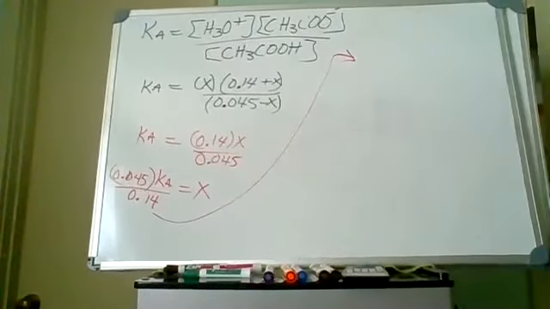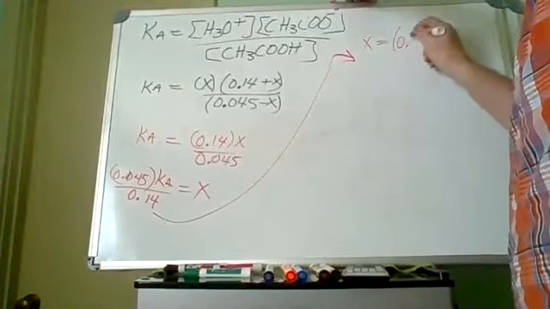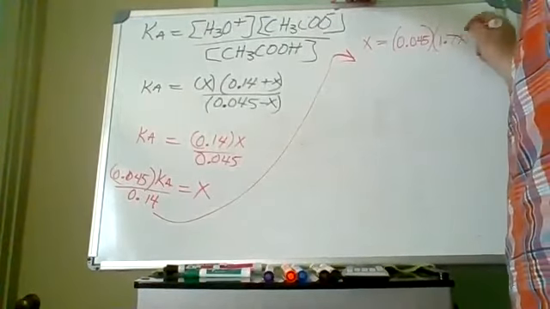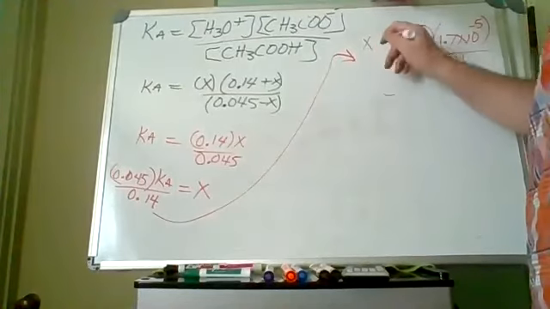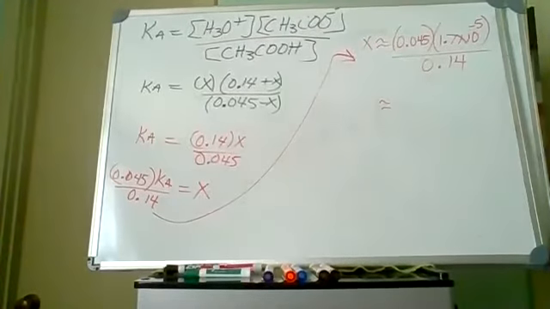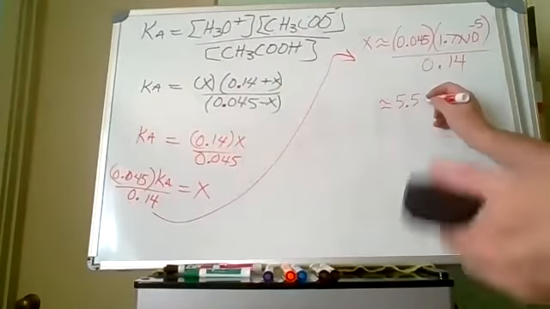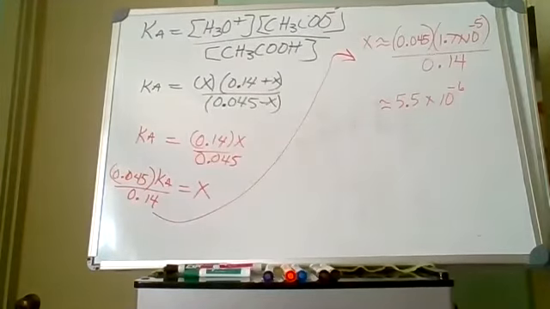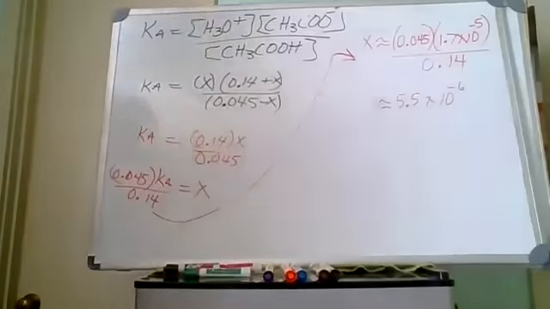Now I've run out of room, so I'm going to bring it up here. So now plug in the value for Ka: X equals 0.045 times 1.7 times 10 to the negative fifth divided by 0.14. Actually, I'm going to put approximately because we made the Ca over Ka approximation. And I get 5.5 times 10 to the negative 6. Now remember, that's our X, and I'll give you a chance to copy that down.